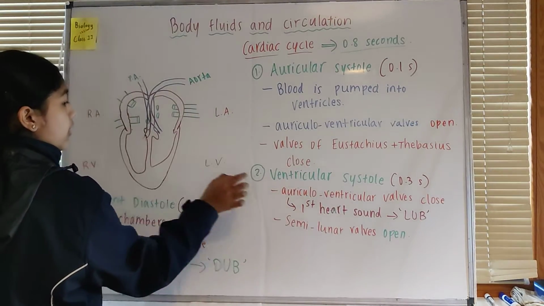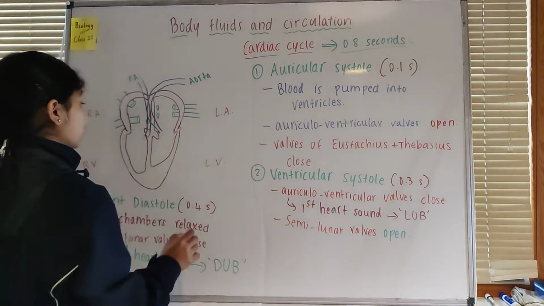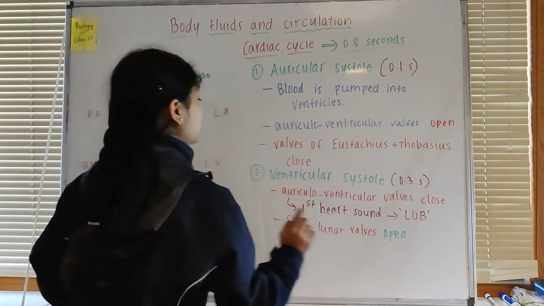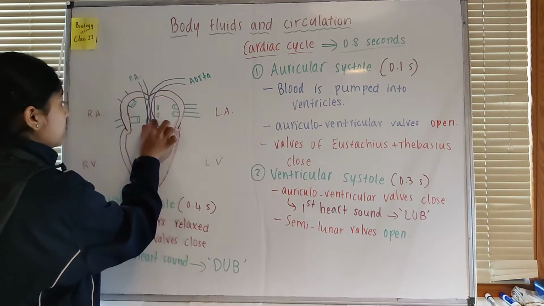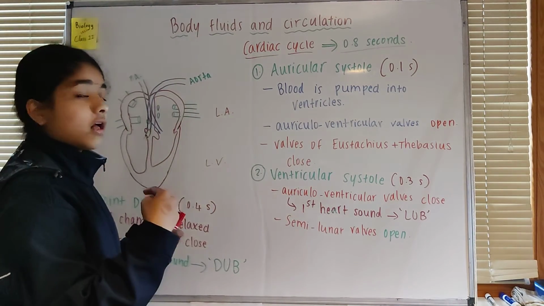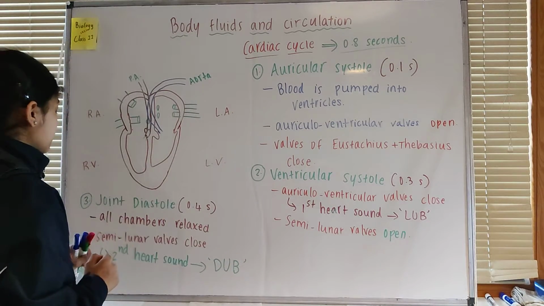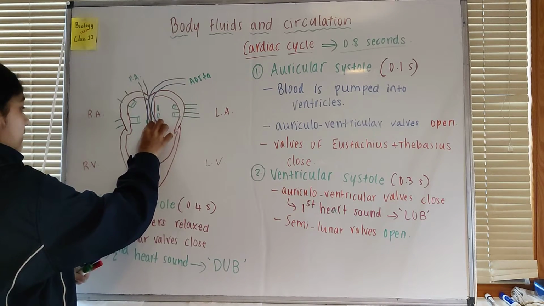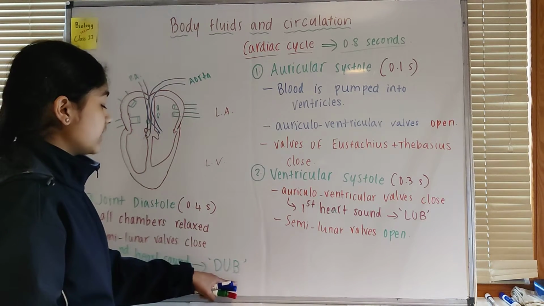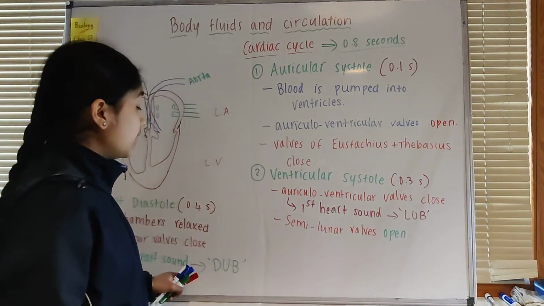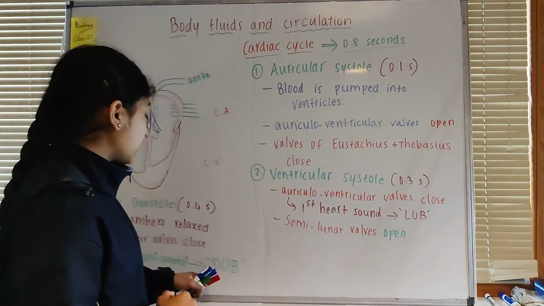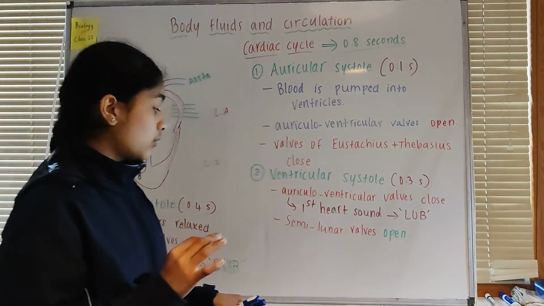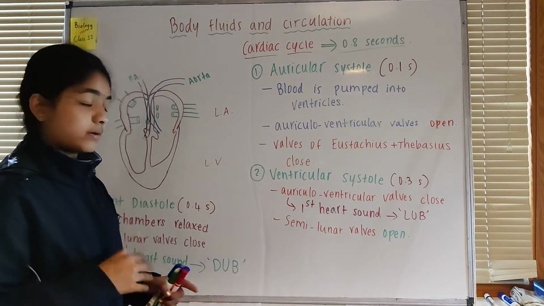Ventricular systole, auriculoventricular valves are closed, and by making the first heart sound, that is lub, and semilunar valves of the aorta and the pulmonary artery are open, so that the blood can get out of the heart. Joint diastole, here all the chambers are relaxed now, and the semilunar valves get closed, and they make the second heart sound, that is dub. Now lub is of longer duration and dub is of shorter duration, but lub is less loud. Dub is very loud or sharper, we can say.